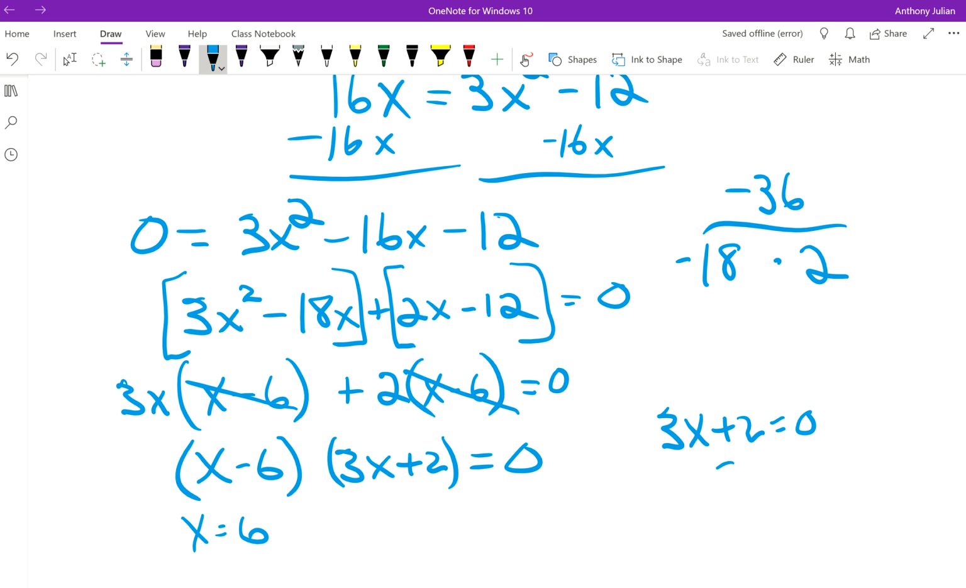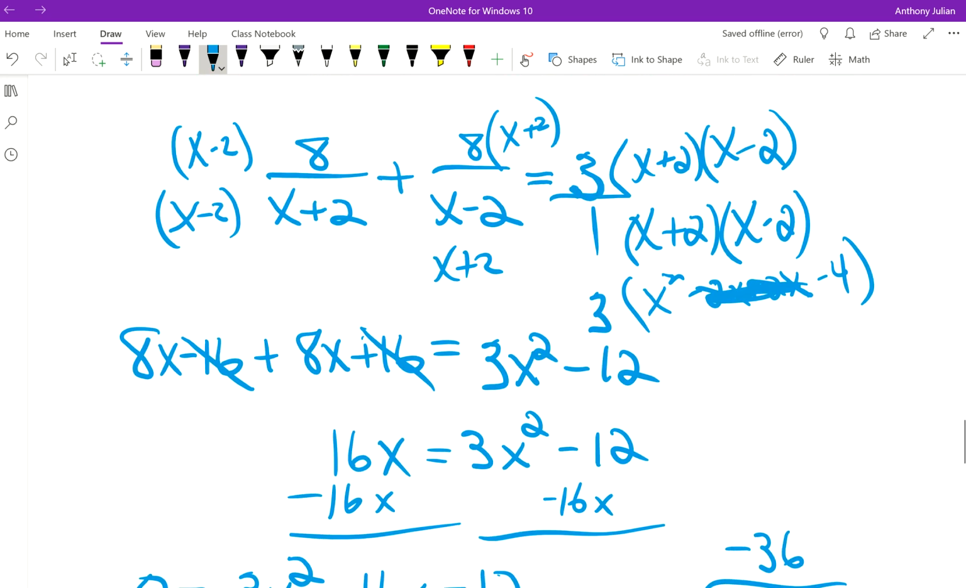Okay, so I'm going to subtract 2 on both sides. 3x equals negative 2 and divide by 3. So this is giving me that x equals negative 2 over 3. So what are we solving for here? It can't be negative.